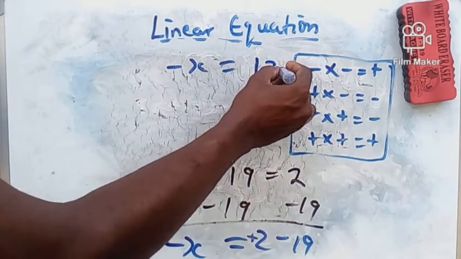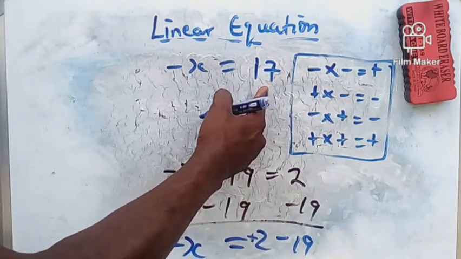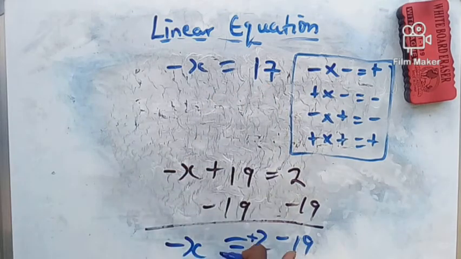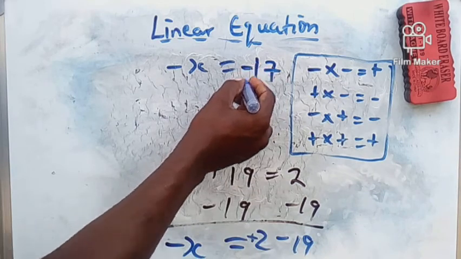So we subtract: 19 minus 2 will simply give me what? 17. So we write 17 down. But this 17 is going to take the sign of the bigger number. So between 19 and 2, which is the bigger number? 19. The sign is negative. So this is minus 17.